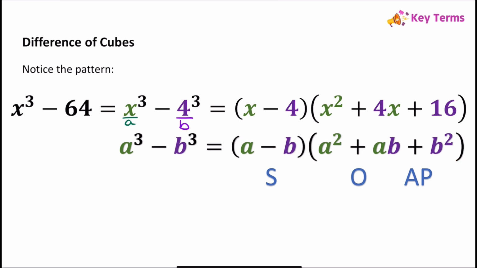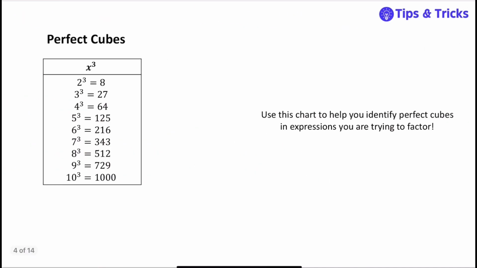Once again, we have this SOAP pattern in our signs. So start off with the same sign. This product term has the opposite sign as the original expression, and this last term is always positive. So that's going to give us the factored form of x cubed minus 64 is x minus 4 times x squared plus 4x plus 16. If you need a reminder of the perfect cubes, there is a chart in the study guide that's posted in the resource folder. Make sure you use that as you're trying to factor these expressions.